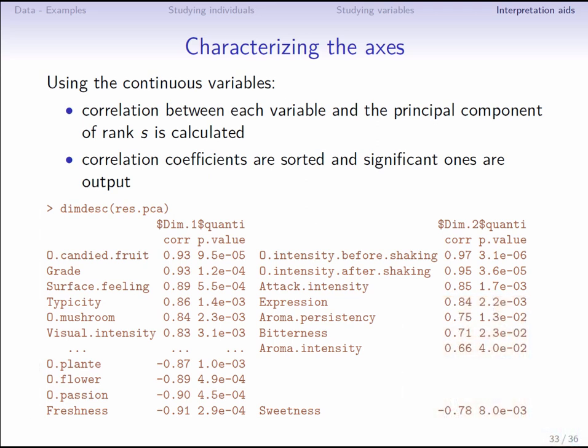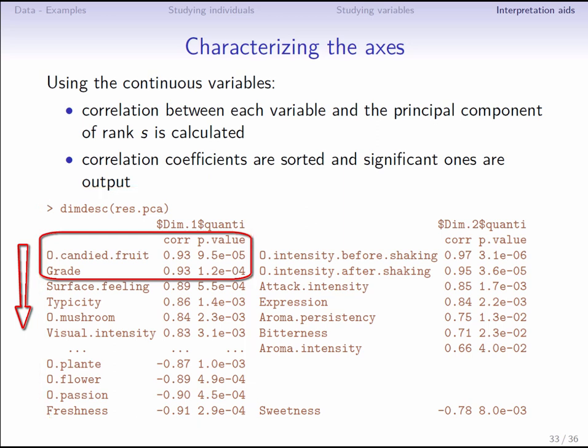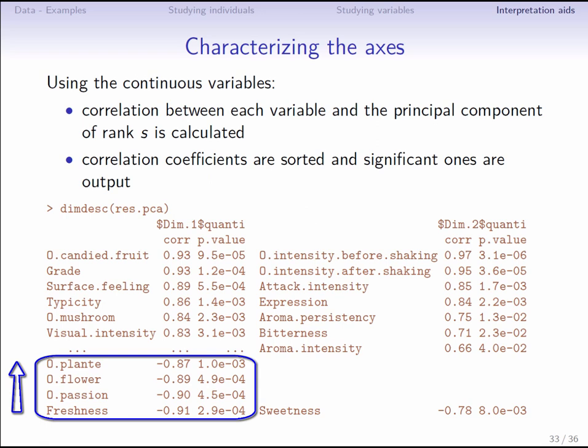We then sort the variables in descending order from highest to lowest coefficients and keep variables with highest correlation coefficients in absolute value. In our example, for the first dimension, we see that the most correlated variables are candid fruit odor and grade with correlations close to 1. These therefore best describe the first dimension. There are other variables which are highly positively correlated with the first dimension and others that are highly negatively correlated with coefficients close to -1. For example, freshness, patient fruit odor, etc. So clearly, there are many variables that characterize the first dimension.